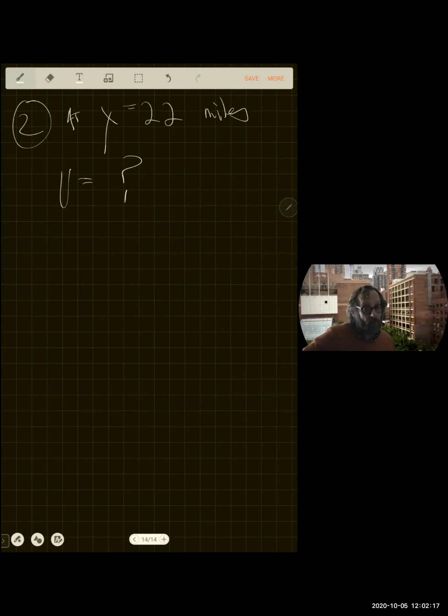Now it's very easy to think. Now remember, I'm trying to keep this problem simple, not easy, but simple. The simple fact is we're looking at something accelerating at 22 miles per hour per second.